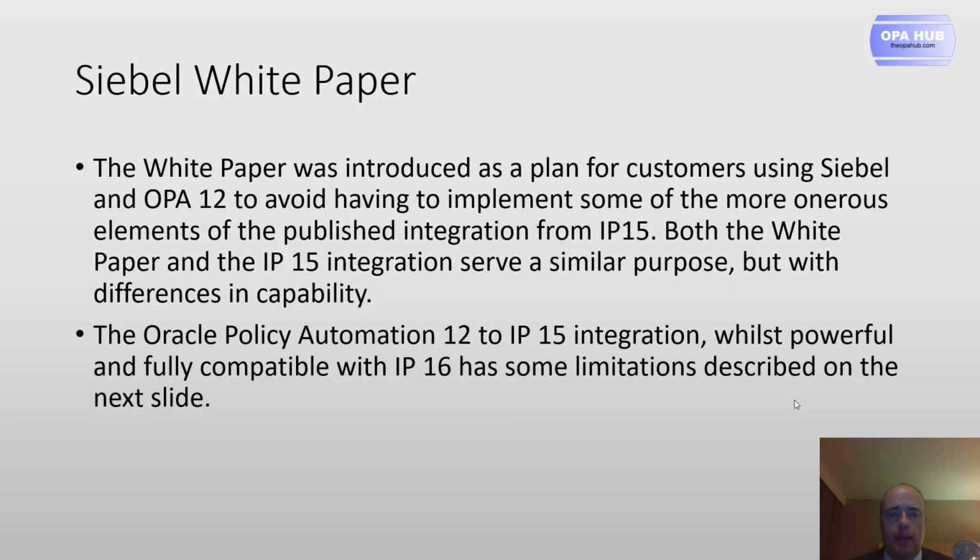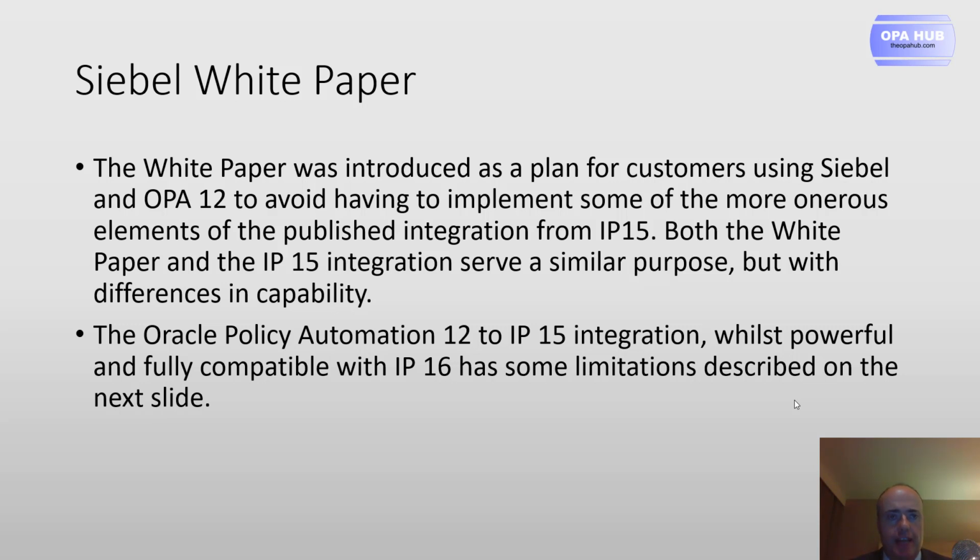This white paper was introduced as a plan for customers using Siebel and OPA 12, specifically Siebel IP16 and OPA 12. In Siebel IP 15.5 and beyond, there was already an integration with OPA, but it was quite onerous in terms of putting it into place, maintaining it, and keeping it as generic as possible. Essentially, the white paper and the existing integration in Siebel IP 15.5 serve a similar purpose, but they have differences in capability, in what's supported, and in what you can do.